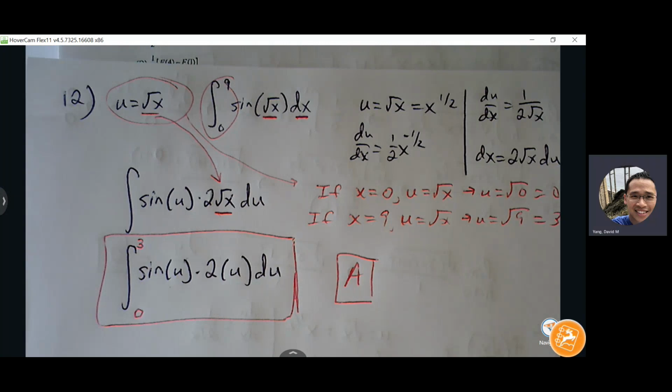Okay, running out of time here. 13 is just differential equation. We've done enough of that. Hopefully you guys can work through that as extra practice.